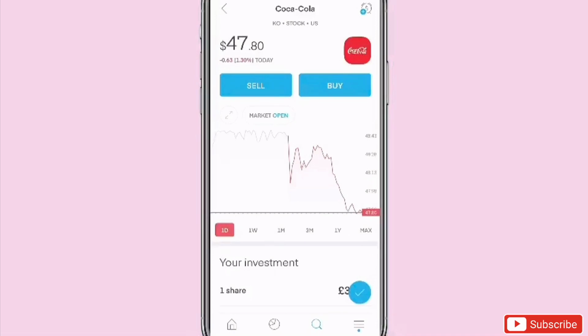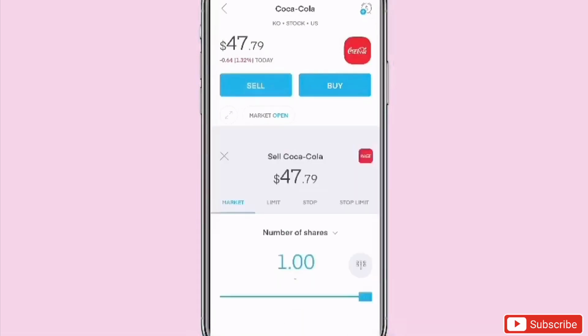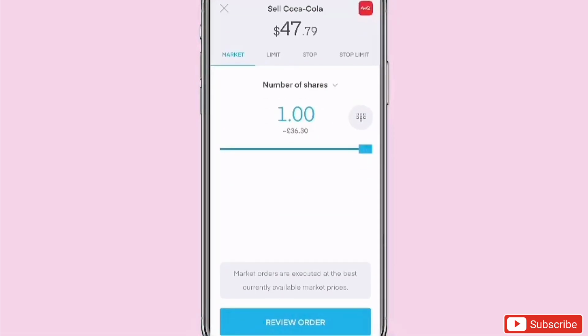So if you did place a market order whilst it was closed, then anything can happen, and that could be a completely different price in the morning. So that's one of the downsides to market orders, but the great thing is it is pretty much filled immediately, and it's the same way for selling. If I wanted to sell that share, I will literally press review order there, and it will sell it straight away.